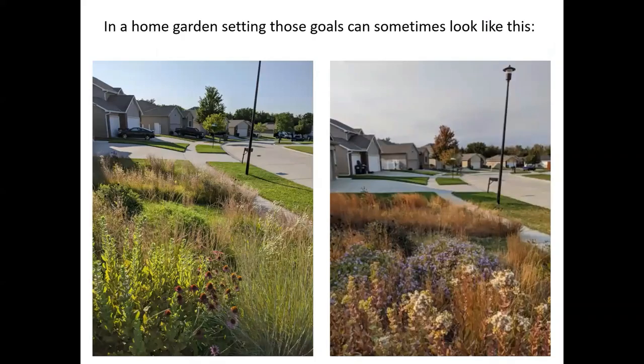So in a home garden setting, we can certainly translate these goals, bring them down the scale a little bit, and then sort of up the ornamental ante a little bit. So in this bed, on the left I think that's probably August, and on the right, we are looking at late September, early October. So we have stiff goldenrod there in the foreground with some purple coneflower.